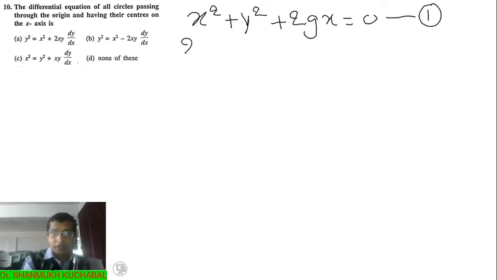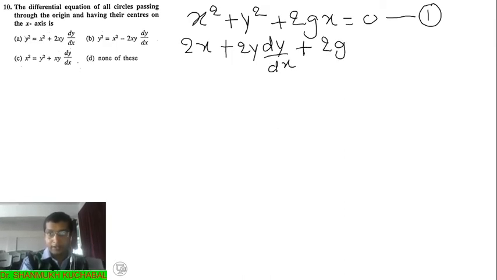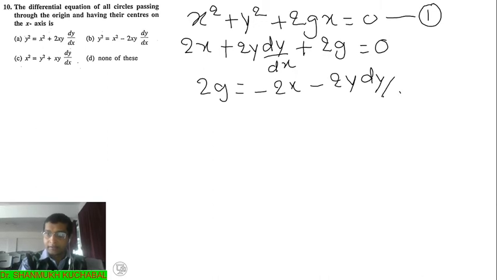The differentiation of x square is 2x, and of y square is 2y. It is a dependent variable, so it is dy by dx, and 2g is a constant. The differentiation of 2g with respect to x is 0. So further, we write a solution for 2g. Okay, so we get 2g equal to minus 2x minus 2y dy by dx.